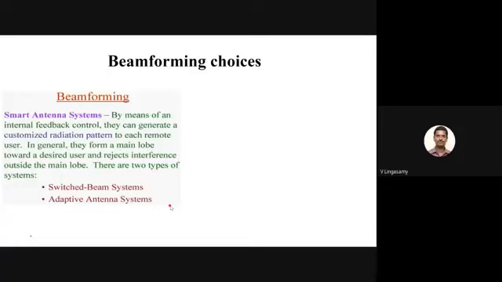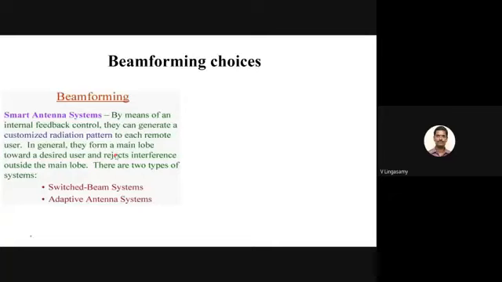Here, based on the feedback control, which is very important, we'll see it in the functional block diagram, it will customize the radiation pattern towards any particular user that you want to cater for. Customizing the radiation pattern means we are directing the main lobe towards the desired user and rejecting the interference outside the main lobe, which means I am going to send nulls, either null or very low power, towards the unwanted user.